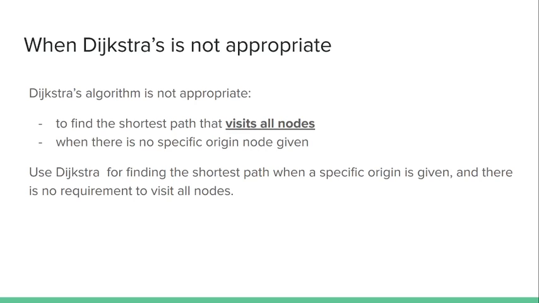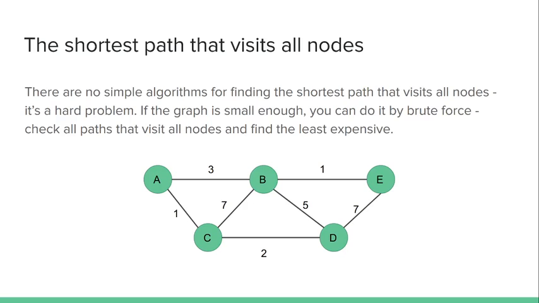So we use Dijkstra for finding the shortest path when a specific origin is given and there's no requirement to visit all nodes. Sometimes the problem we're given, though, is to find the shortest path that visits all nodes. And this is a really challenging problem in mathematics and computer science, and it hasn't really been solved very well. There are some algorithms out there that will solve this problem in many cases, but there are always either some corner cases or the algorithm is too complex for large numbers of nodes. So there's a limit to the number of nodes that we can apply the algorithm to in any practical way.